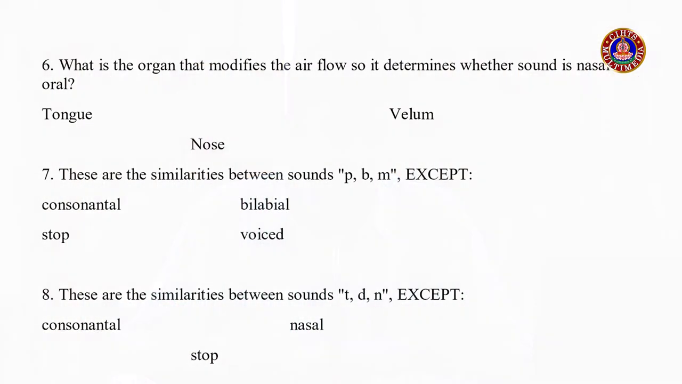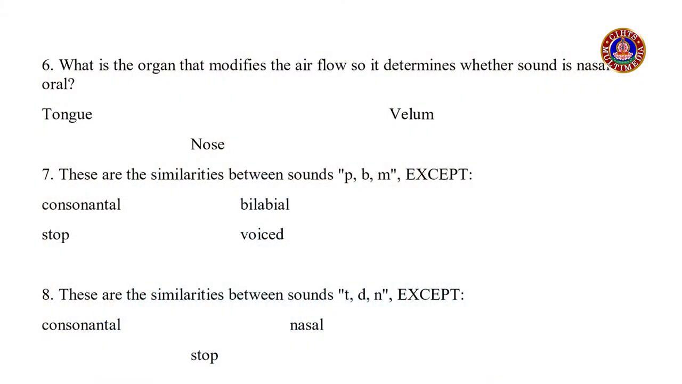Six: what is the organ that modifies, what does that mean? Changes. Which is the organ that changes the airflow, so it determines whether the sound is nasal or oral? Nasal and oral, meaning through the mouth. So again, which is the part of the sound system involved in changing that airflow? All sounds are oral already. The nose changes it into a nasal sound.